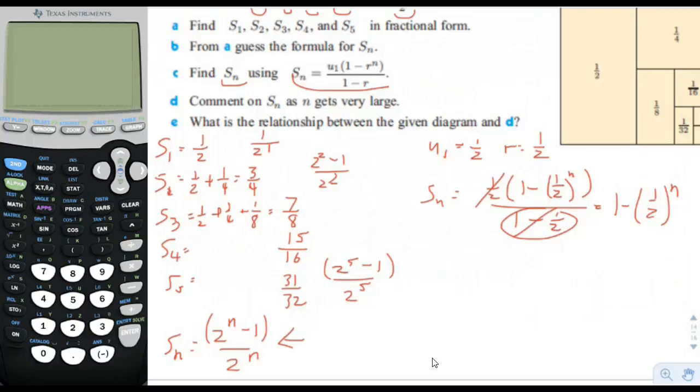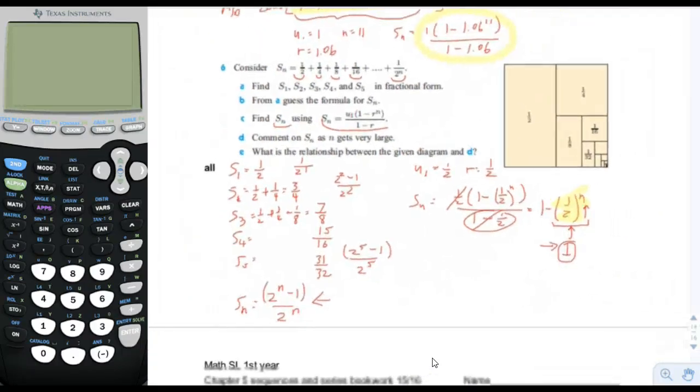Comment on S sub n as n gets very large. So as n gets very large, this term here, this yellow term, is going to get very small, because if you multiply 1/2 times itself a bunch of times, it just gets closer and closer to 0. So basically, S sub n, as n gets very large, approaches 1. Okay, the whole thing approaches 1. What is the relationship between the given diagram and D?